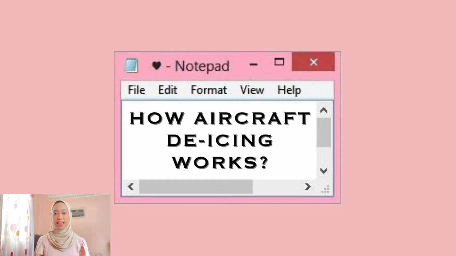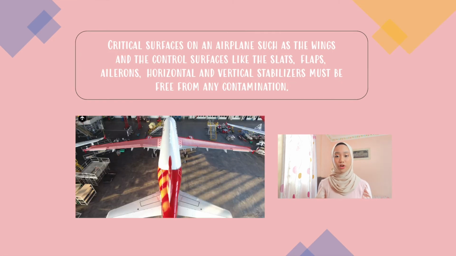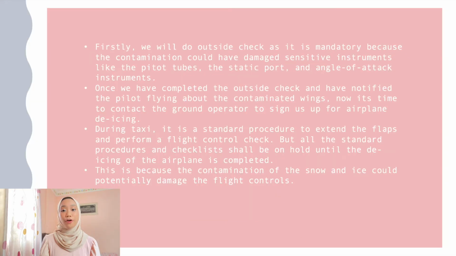Now I will present about how aircraft de-icing works. Critical surfaces on an airplane such as wings, control surfaces like slats, flaps, horizontal and vertical stabilizers, and ailerons must be free from any contamination. Firstly, we will do an outside check, as it is mandatory because contamination could have damaged sensitive instruments such as pitot tubes, angle of attack instruments, and also static ports.